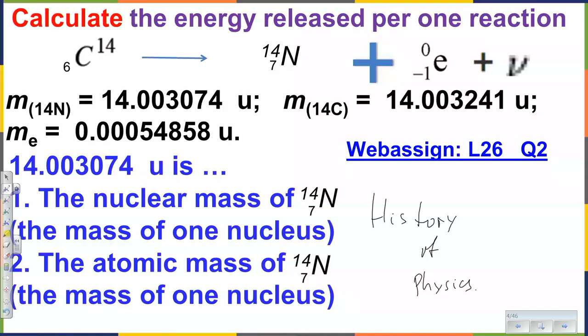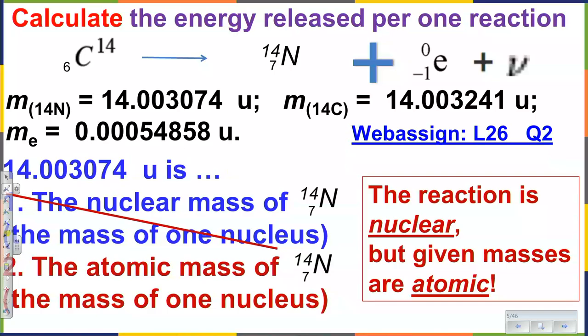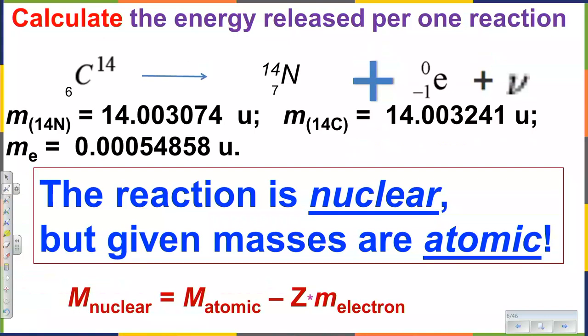So the reaction and following reactions describe what is happening to a nucleus. That's why we call them nuclear. However, the numbers presented to us are atomic. And the difference between the mass of an atom and the mass of a nucleus is equal to the mass of the electrons orbiting that nucleus. That's it. So this is something just to remember. We cannot change it. It's been a tradition for years.